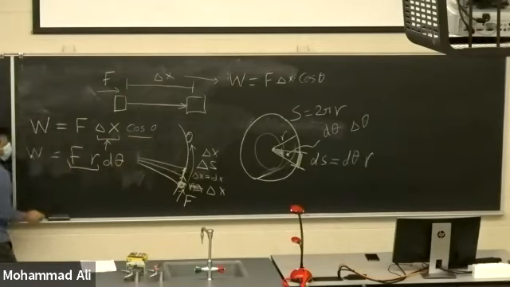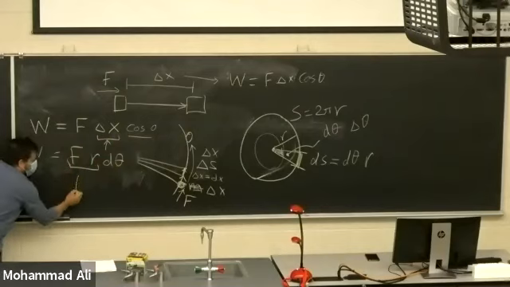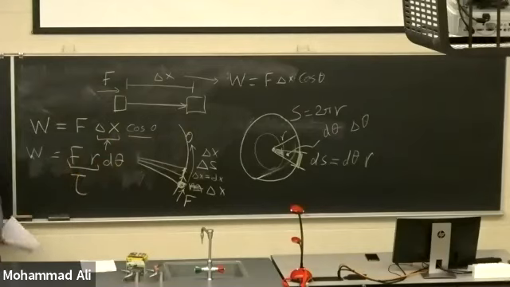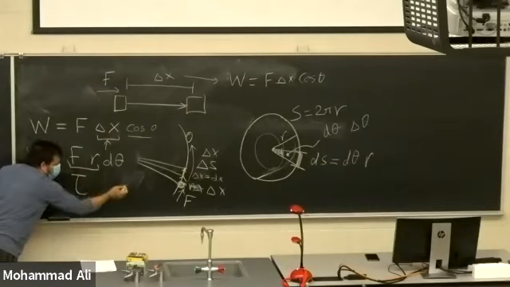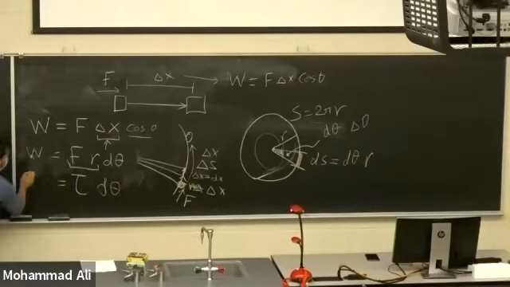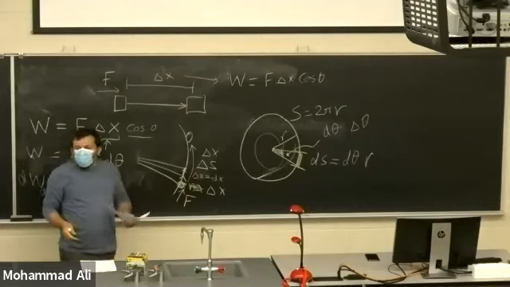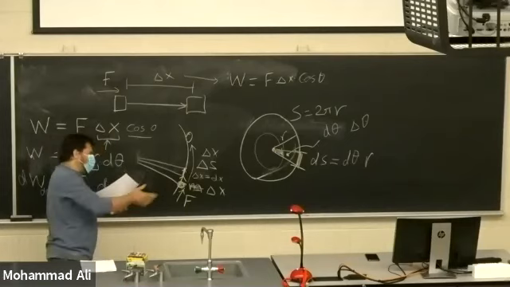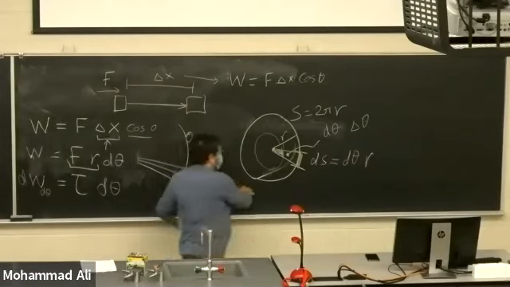Now, r multiplied by F, we know that it is the torque. d theta is delta theta. This is the work for d theta, or small theta, or you can take it as dW. It is a small piece from our work. We need to apply the integration.